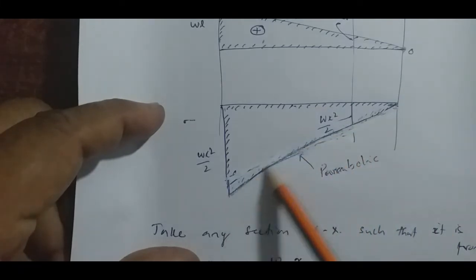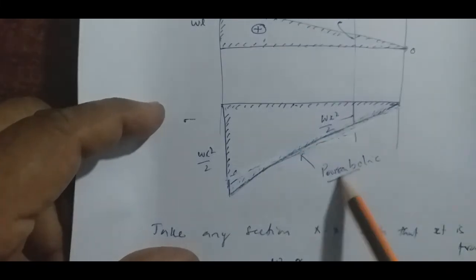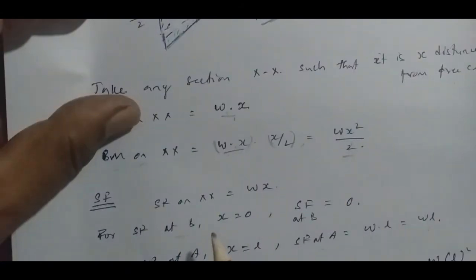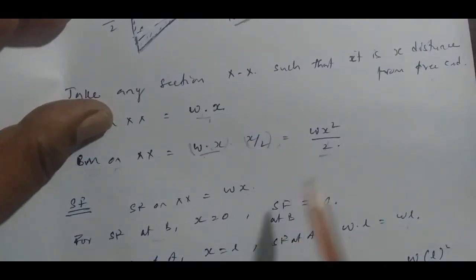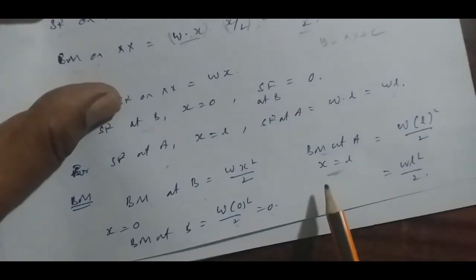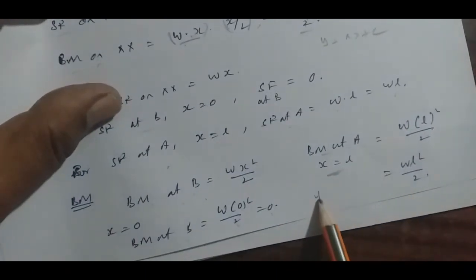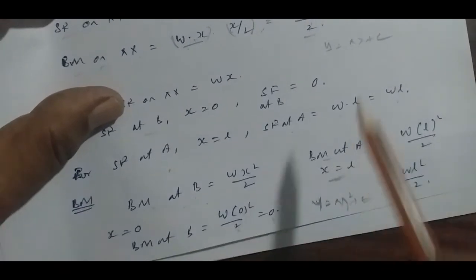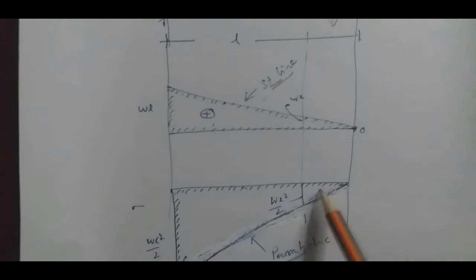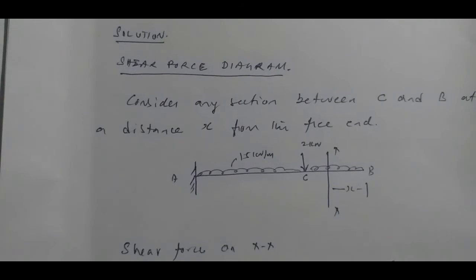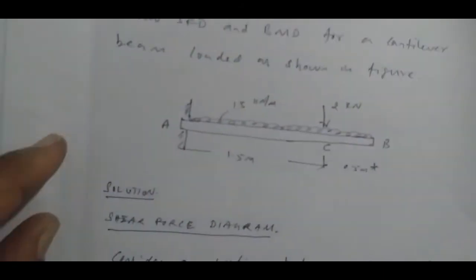Connect it with a parabolic line. Here it is parabolic variation, and in the shear force diagram it is straight line variation. Why? In the shear force diagram, the equation is of the form y is equal to ax plus b. Here, the bending moment is of the form y is equal to ax square plus c. So this is a parabolic equation, and that is a straight line equation. So the variation here is parabolic in nature, there it is straight line in nature. This is a generic case, and let us solve one problem with numerical values for this particular case.